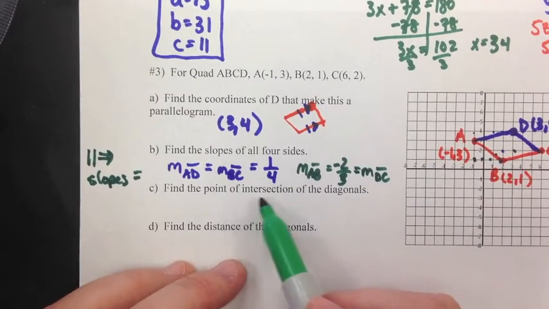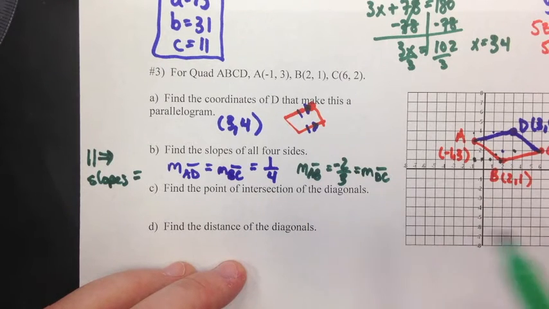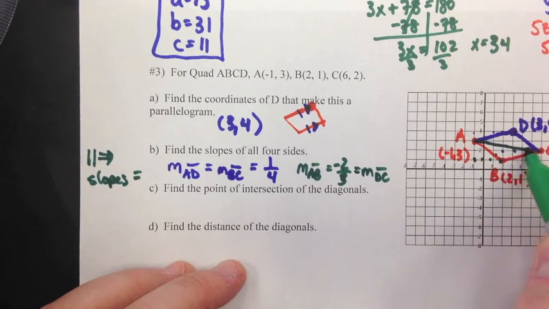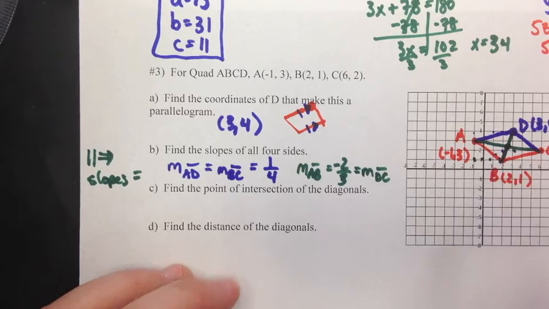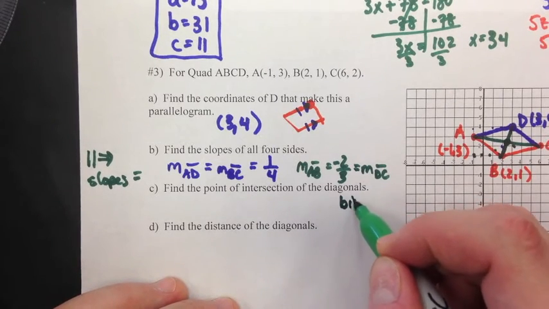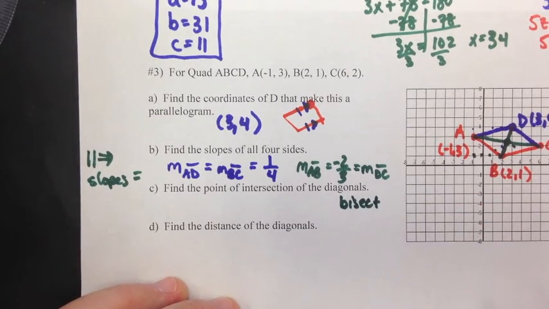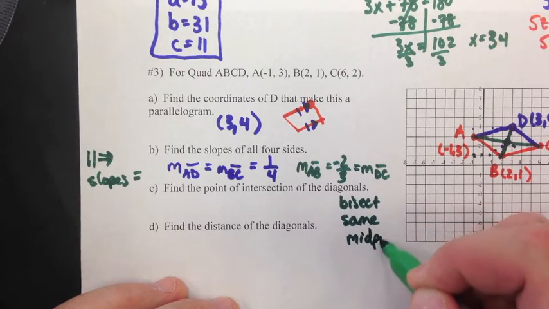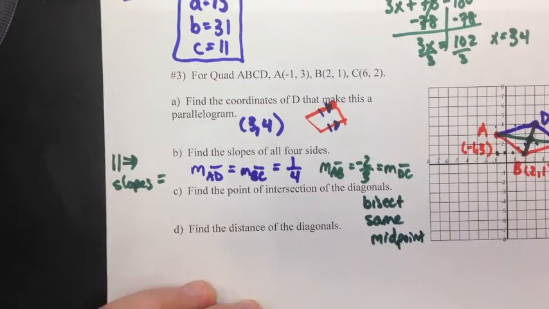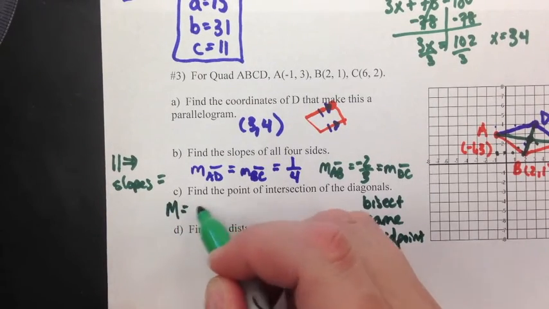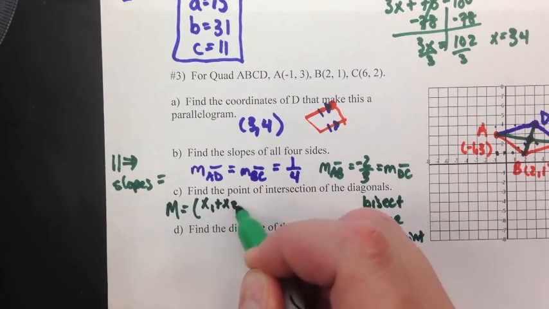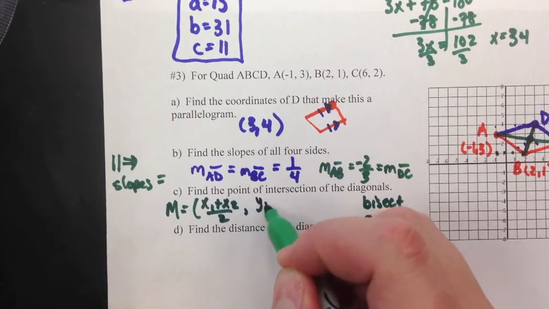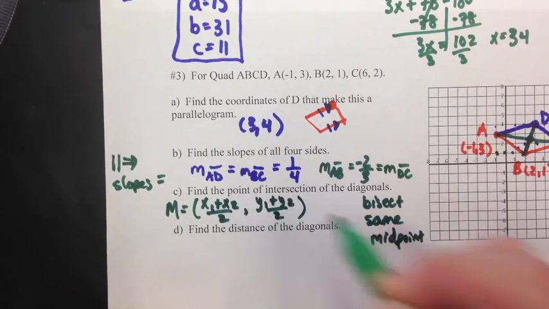Part C, find the point of intersection of the diagonals. Now if I draw AC and BD, those are the diagonals. They both bisect. Diagonals bisect, that means they have the same midpoint. So I'm going to use a formula here. I'm going to use M equals x1 plus x2 over 2, that's the midpoint, y1 plus y2 over 2.